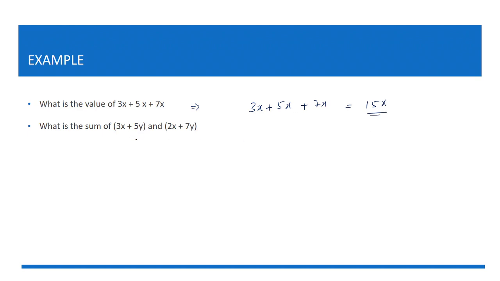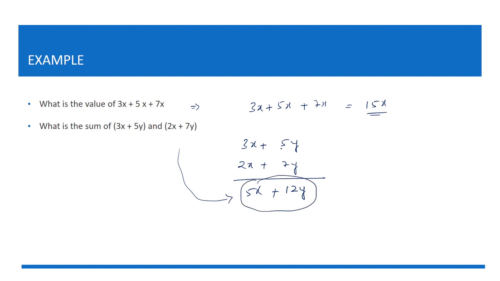Let us check this. You want to add 3x plus 5y and 2x plus 7y. Now add it here: 7 plus 5, 12y, plus 3x plus 2x is 5x. The answer for this is 5x plus 12y. So you cannot add 5y and 2x. The variables should be the same; then only you can add them.